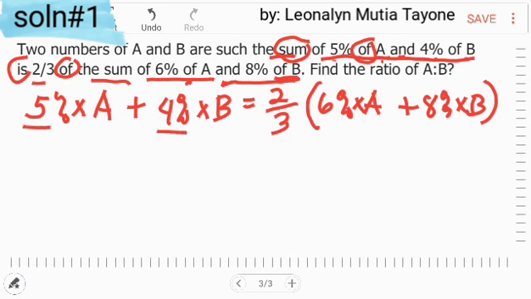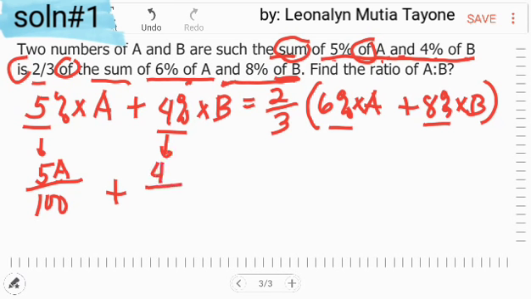Itong mga percent sign, gawin nating fraction. Remember, kapag percent, ibig sabihin per 100. Percent per 100. So, 5% is equal to 5 over 100 times A, or pareho lang yan dito, 5A over 100 plus, itong si 4%, this is 4 over 100. 4% per 100. So, itong B, itabi mo lang sa 4.